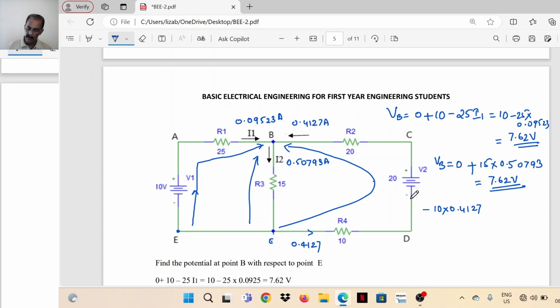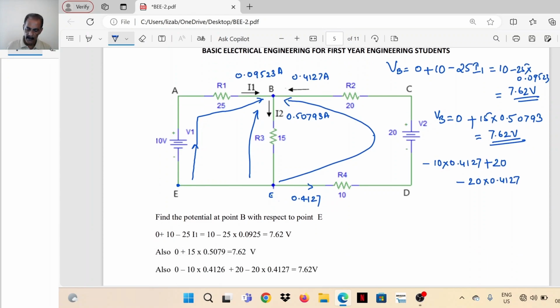Then here the 20 volt source, the loop is oriented from negative to positive. If you see negative polarity here and positive here, it's a rise in potential, plus 20. Then here the current direction is the same as the direction of the path, so negative sign, minus 20 into 0.4127. Again you will get 7.62 volts.